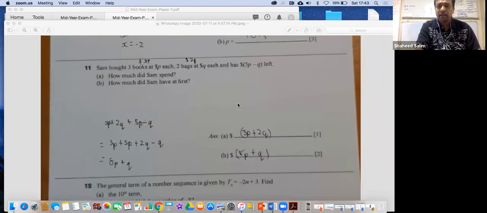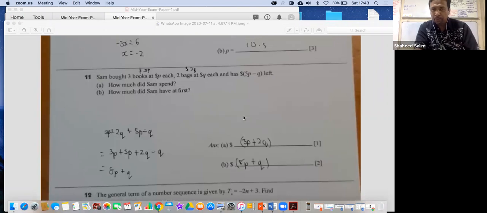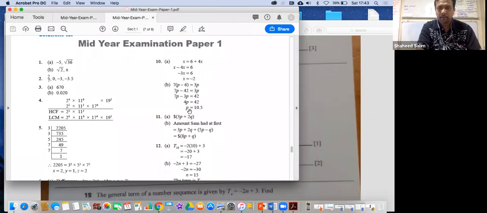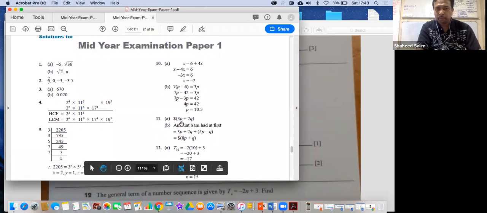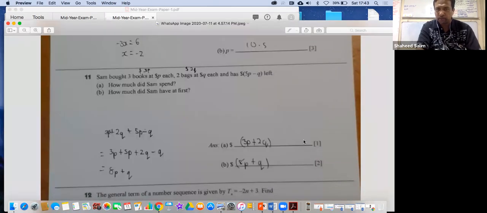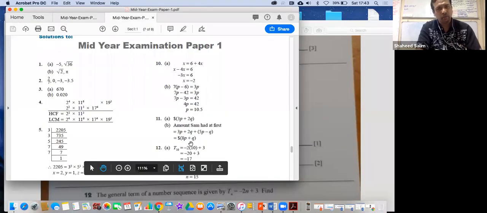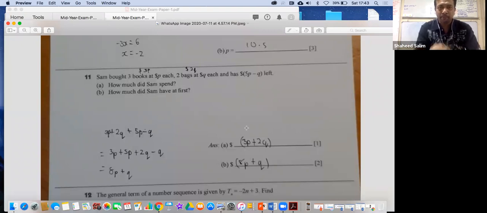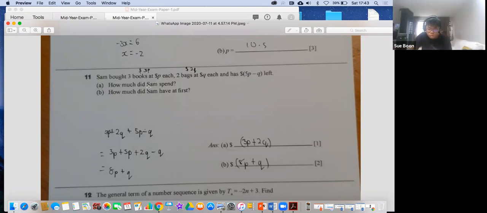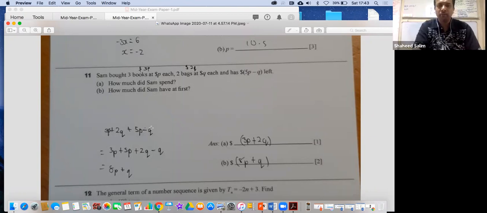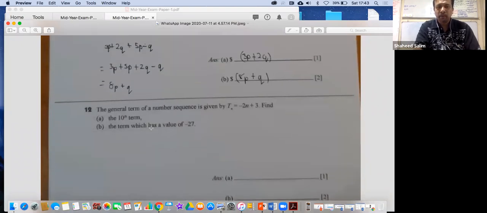Let's see the next one now. 3QP plus 2Q. Let us see. Okay, this one, 3P plus 2Q. Congratulations, correct? 8P plus Q. 8P plus Q. Well done. So question 11A and 11B, you got it correct. But just let me check how much you sent. Okay, well done. If you know how to do this, well done. Okay, this one now.